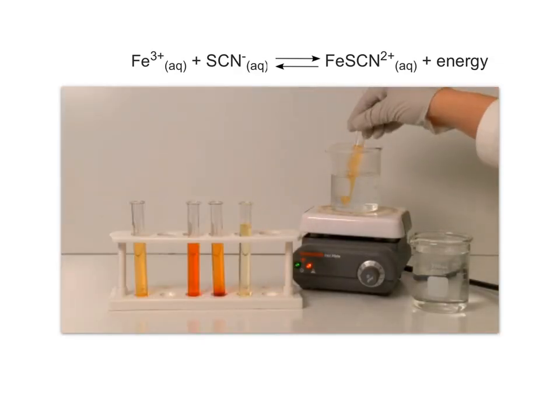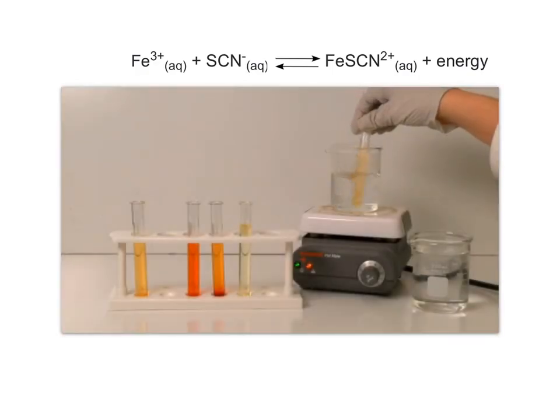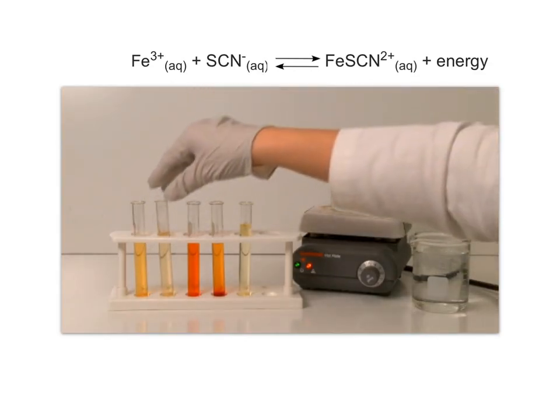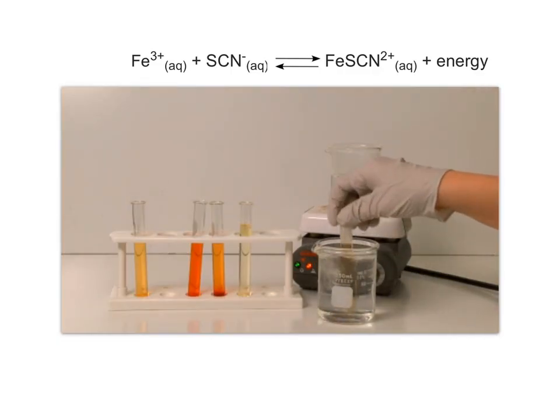The fifth tube is placed in a beaker of hot water. Note that the color fades as the concentration of FeSCN2+ decreases. This tube is now compared to the first tube, and you can see that the color is indeed lighter. When this tube is placed in a beaker of cold water, the color darkens.